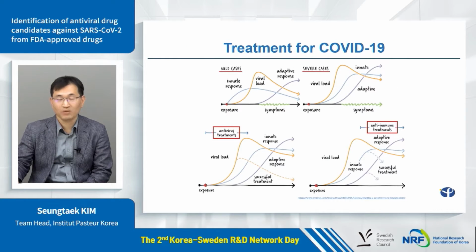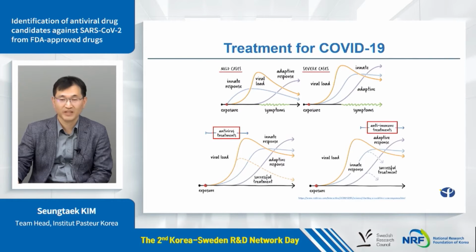Okay, before we talk about treatment options for COVID-19, we have to consider the clinical course of COVID-19. One thing that distinguishes mild from severe cases is how promptly the innate immune response is initiated. As you can see here, the innate immune response is delayed in the severe cases. For patients with mild COVID-19, no specific treatment is required.